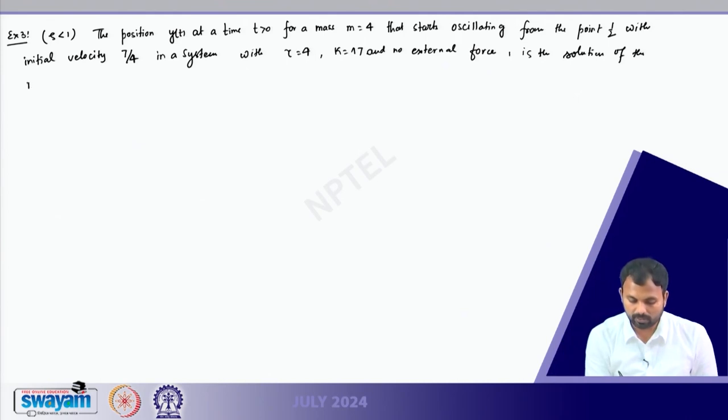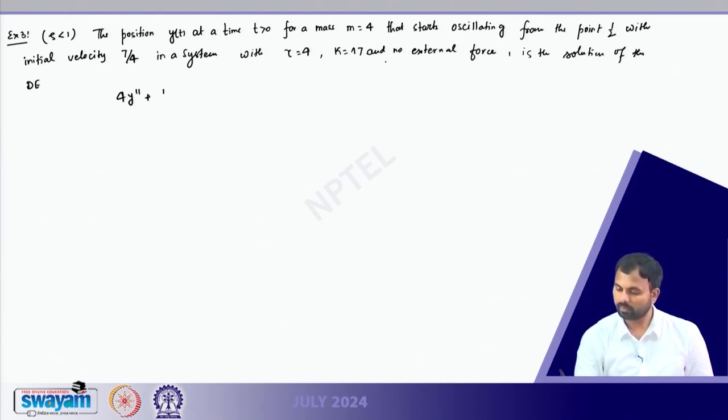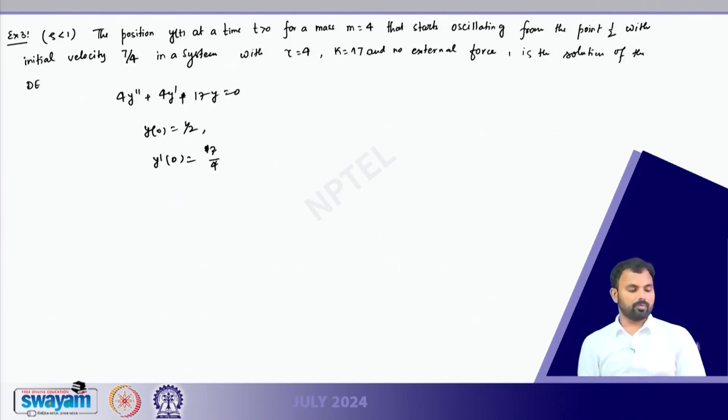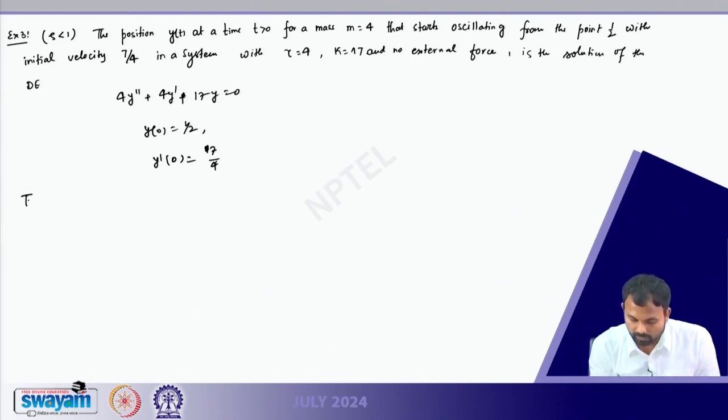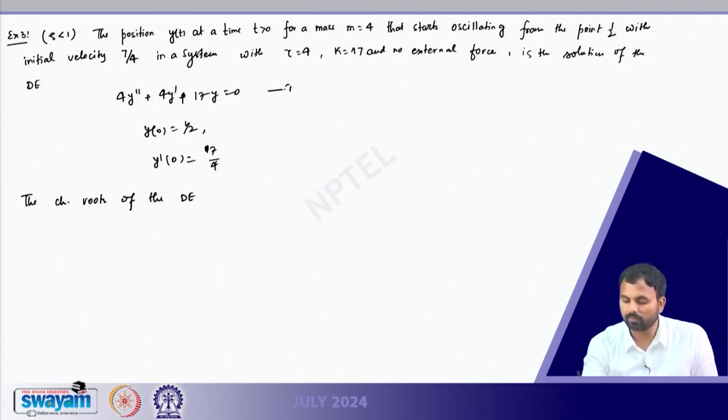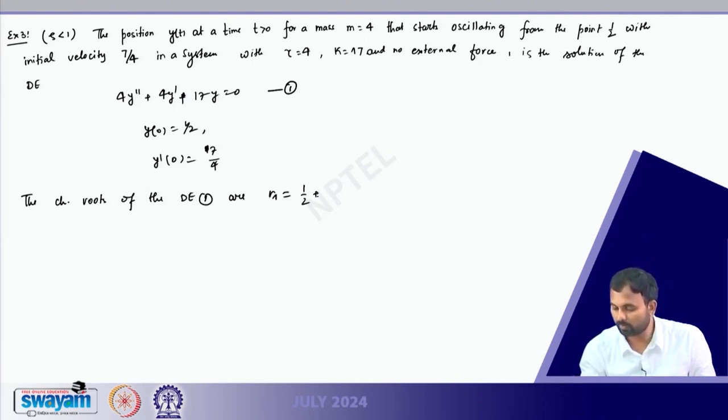This is the solution of the differential equation 4 y double dash plus gamma, which is also 4, y dash, plus k, which is 17, y, and then y at 0 equals half, and y dash at 0 equals 7/4, sorry, not 17, 7/4. So, from here the characteristic roots of the differential equation, let us call it equation 1, are R1 equals 1/2 plus 2i, and R2 equals 1/2 minus 2i.